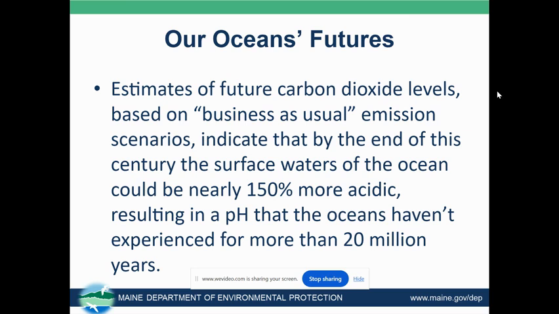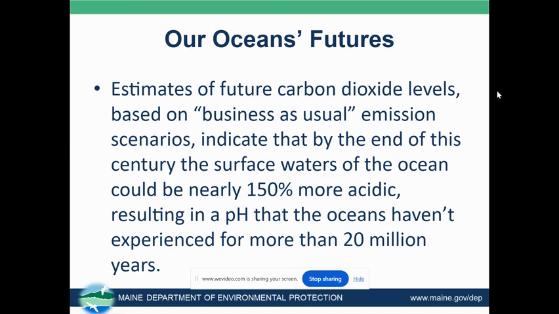All right, so what's the future look like? If we continue the way we are going right now, which we call business as usual, then by the end of the century, by the year 2100, the surface waters of the ocean could be 150% more acidic. And we haven't seen acidity like that in 20 million years.